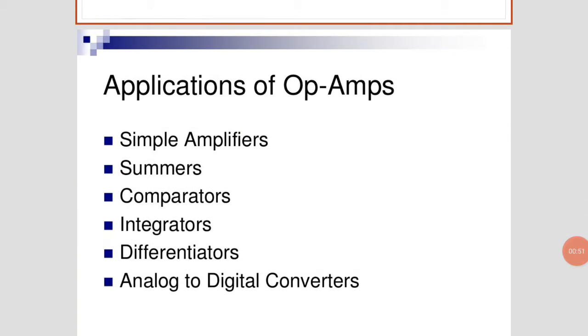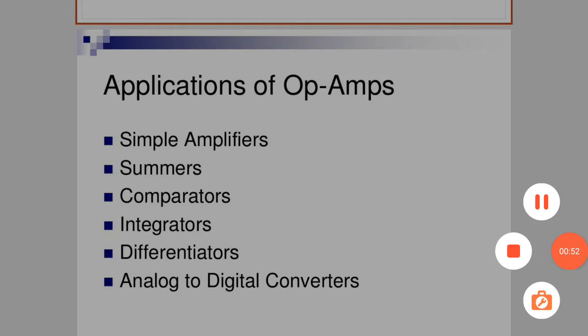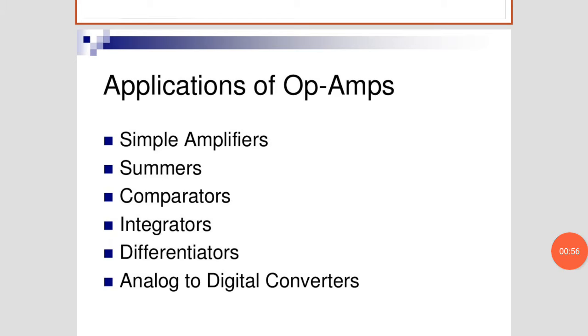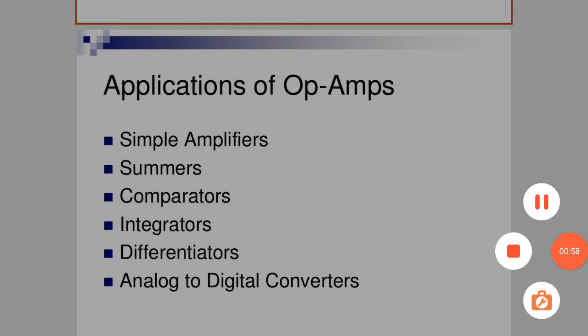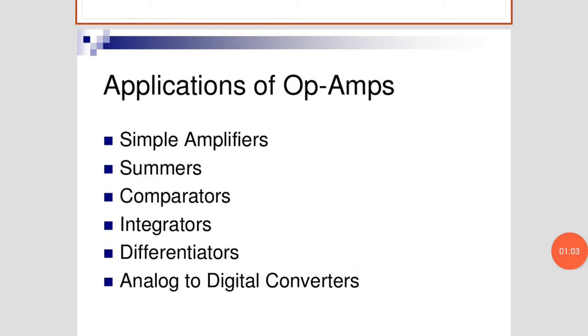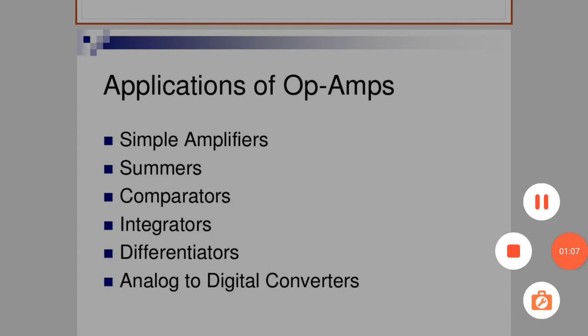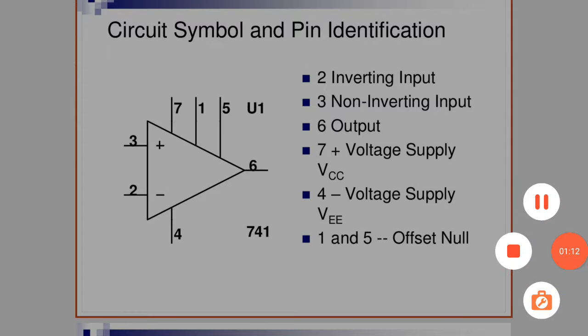The main applications of the op-amp, operational amplifier, are as a simple amplifier and summer. It is also used as a comparator. The op-amp is also used as an integrator, then a differentiator. It is also used as an analog to digital converter, also called an ADC. We see these one by one.